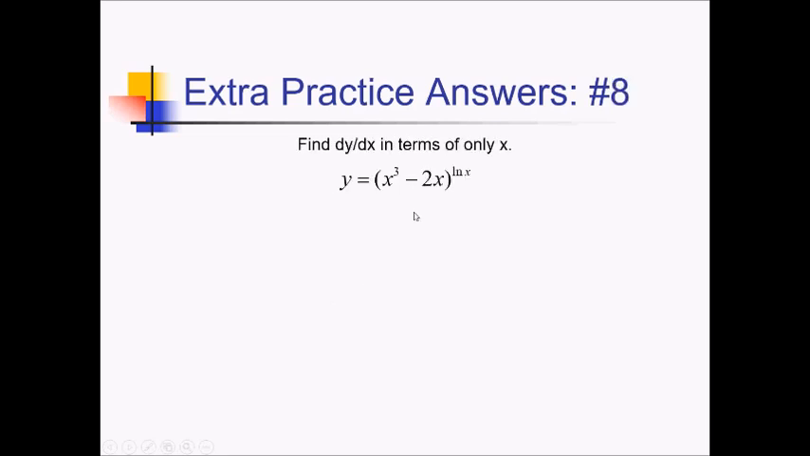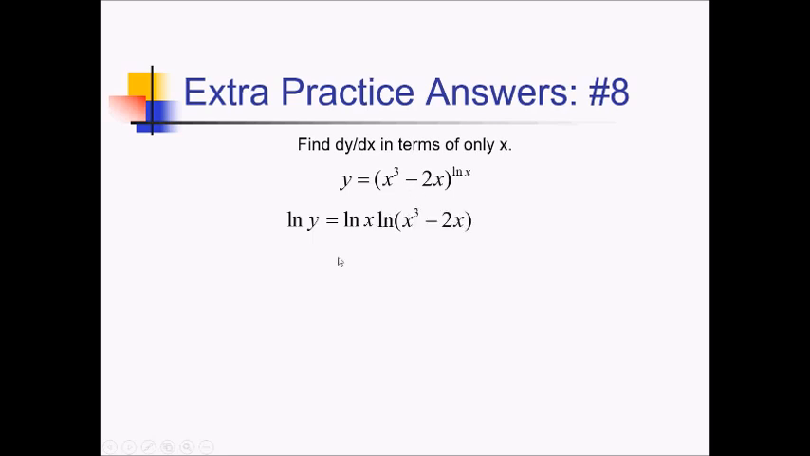For this one, I'm trying to find the derivative of x cubed minus 2x quantity to the ln of x. Now, you might notice here that we have a variable in both the base and the exponent. That means we need to use logarithmic differentiation to figure this one out. So I'll take the log of both sides. I've got ln of y on the left side. On the right side, taking the ln pops this ln of x out, and then I'm multiplying that by the ln of x cubed minus 2x.